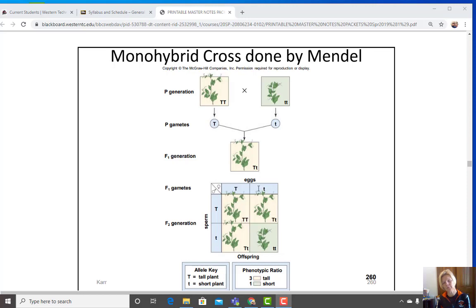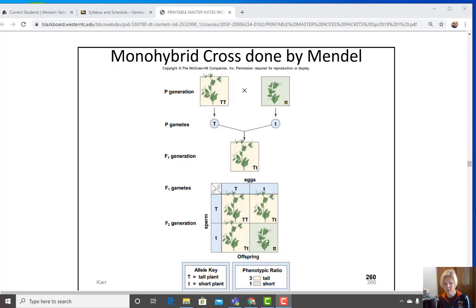Those would be the eggs coming from this plant, and sperm coming from a plant like this would be big T, little t as well. So then we're going to cross these. We're going to pretend that this egg and this sperm came together at fertilization, and it would form a big T plant. But if the little t egg was fertilized by big T sperm, we would have a plant that is big T little t, as we see here. If this egg and this sperm come together, again, we'd have a big T little t plant. And if this egg and this sperm came together, we'd have a little t plant.